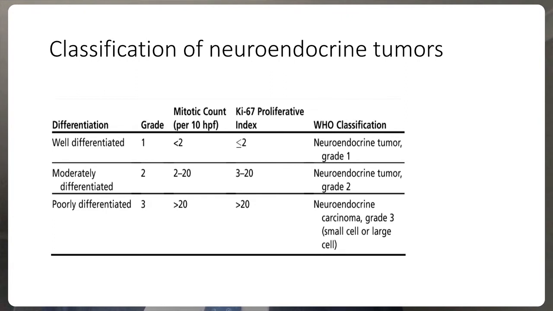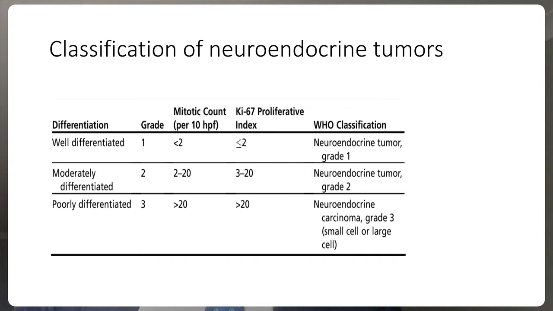And these are relatively easy to remember because it's the mitosis less than 2, between 2 to 20, and more than 20 per high power field. And the same thing applies to the Ki-67 index: less than 2%, 3 to 20%, more than 20%.